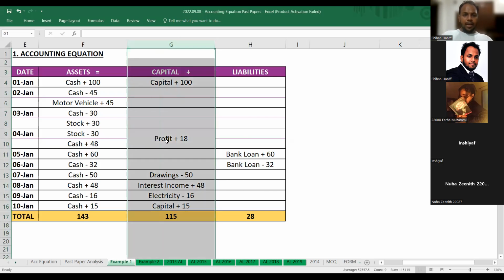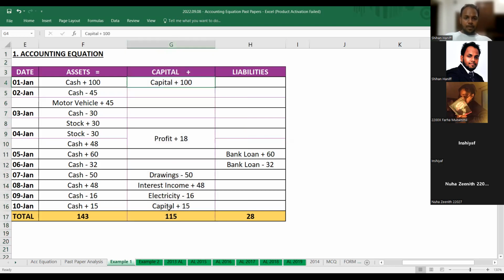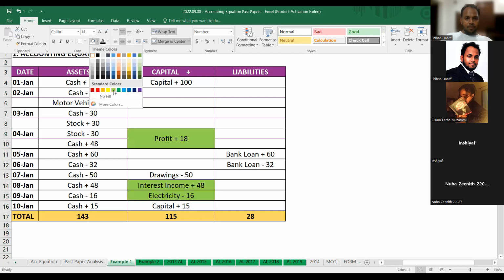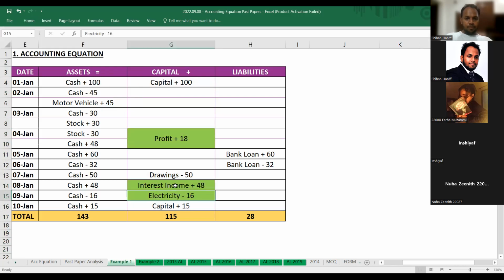If you see the capital column, this is the capital column. What you have in the capital column is opening capital and closing capital. Then the profits: profit, income, expenses. We have these three, right? And drawings and additional capital. This is an additional capital, 15,000.